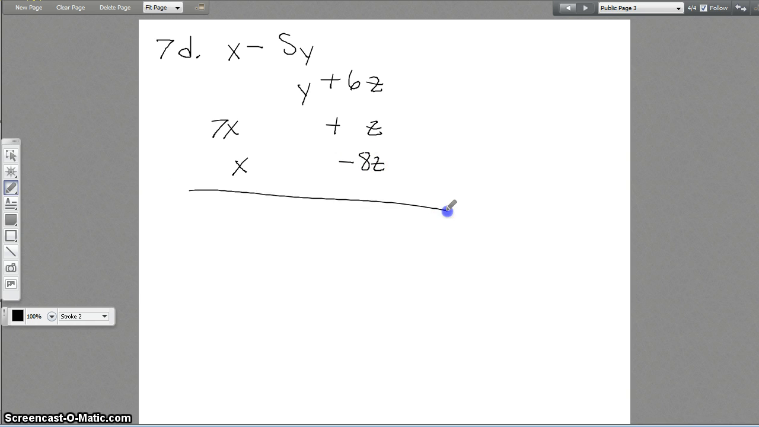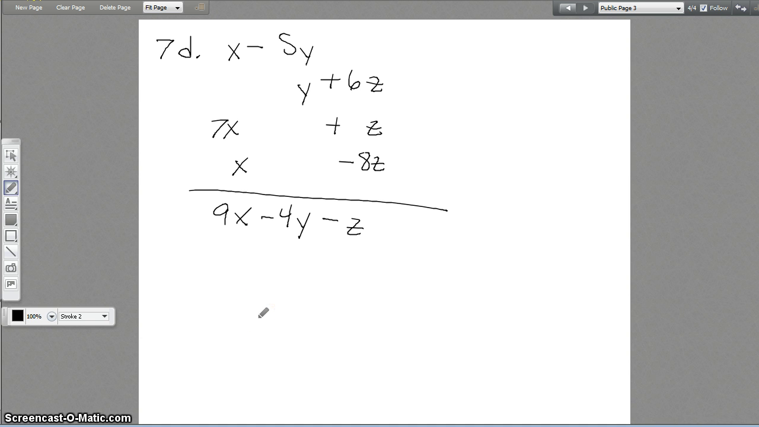Now I can just add my columns. x plus 7x plus x, that is 9x. Okay, negative 5y plus y is negative 4y. 6z plus z minus 8z is minus z. So the answer to 7D is 9x minus 4y minus z.